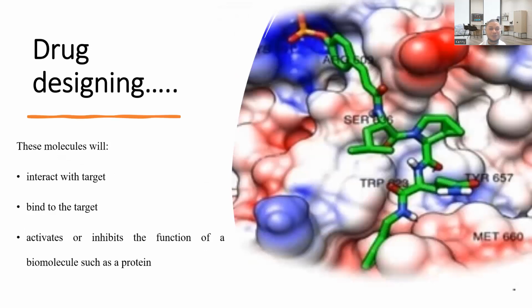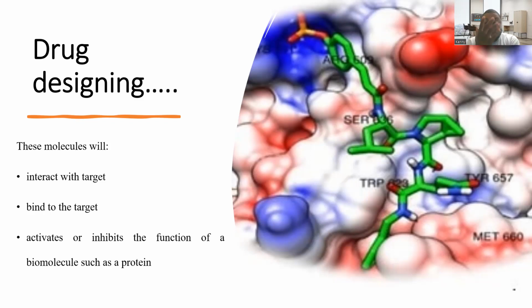Now, drug design. The molecule that we are talking about will interact with the target, right? It binds to the target. When they bind, they either activate or inhibit the function of that target, such as a protein. Do you understand what I'm saying? Let me give you another example. We are going to go more into science.